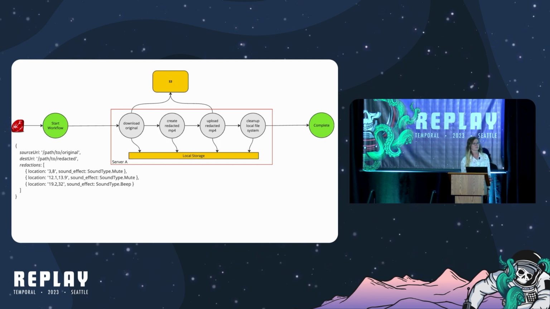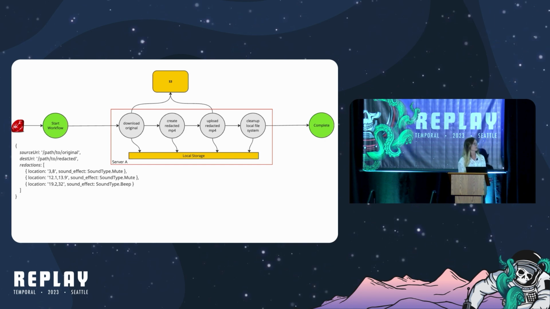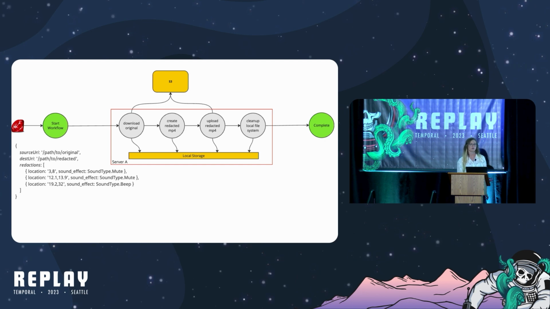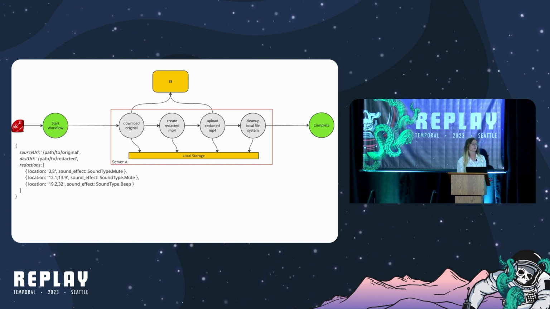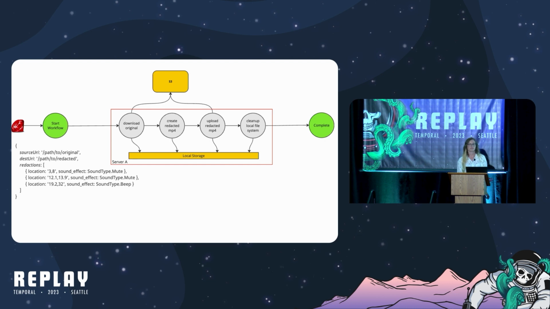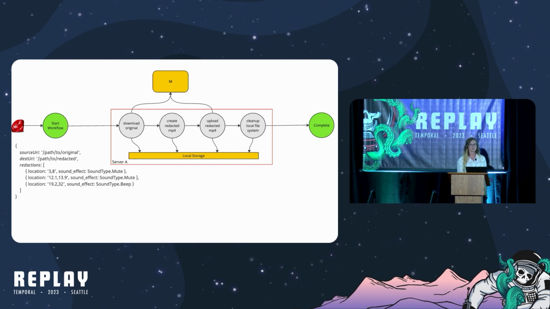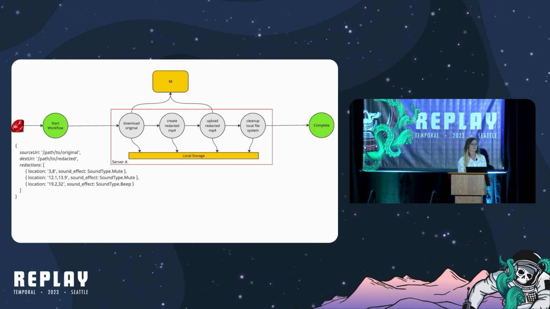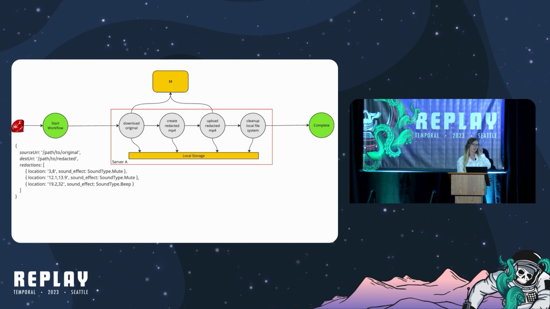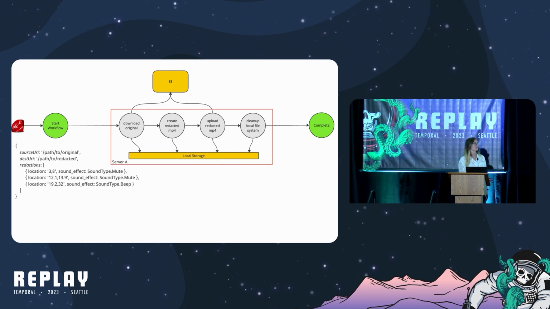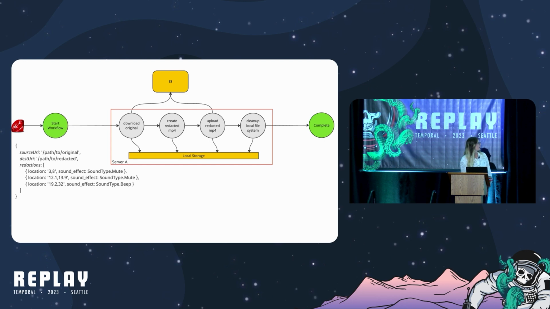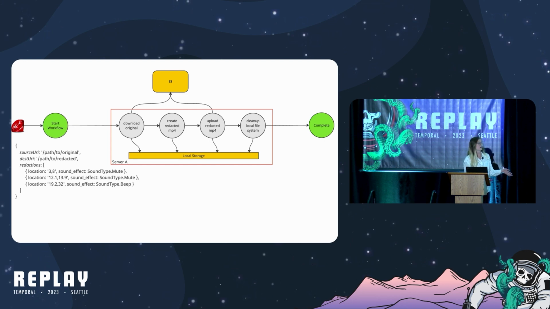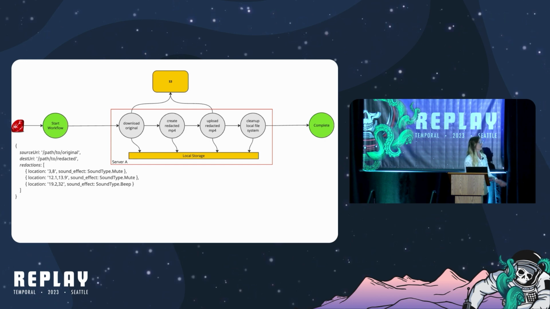The gray circles are the activities of the workflow. The first thing we do is download that original audio file and store it to local storage. We then use FFmpeg to create a redacted version of that audio file. Next, it gets uploaded back to S3, and then we do some cleanup of the local file storage. As you can see, all of these activities are communicating with local storage.